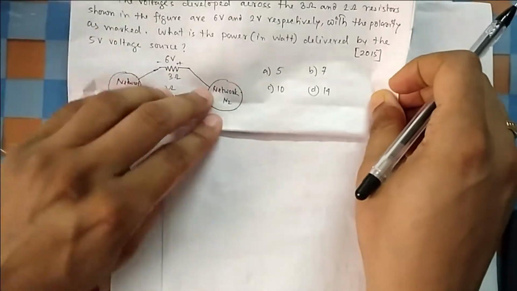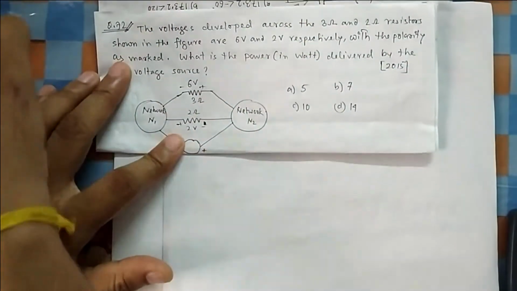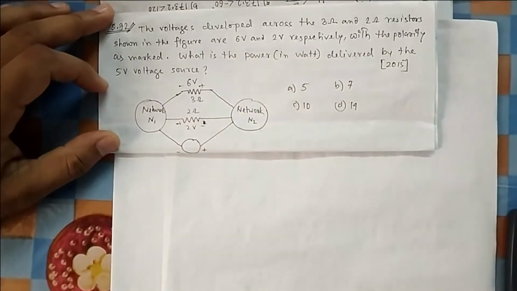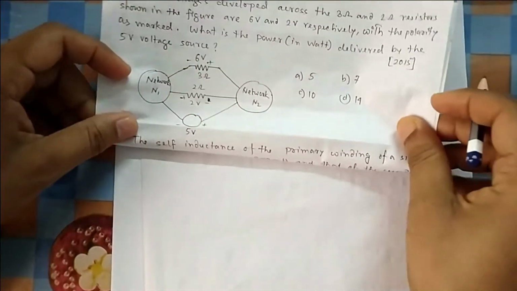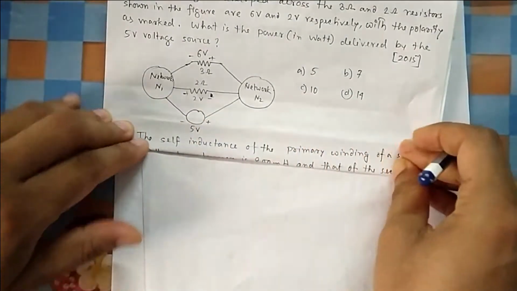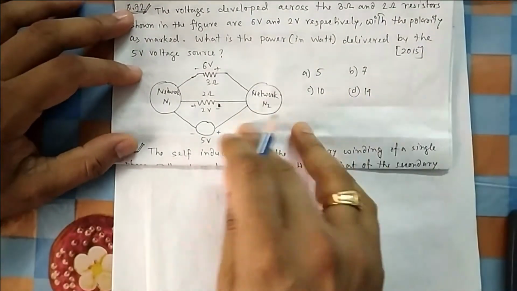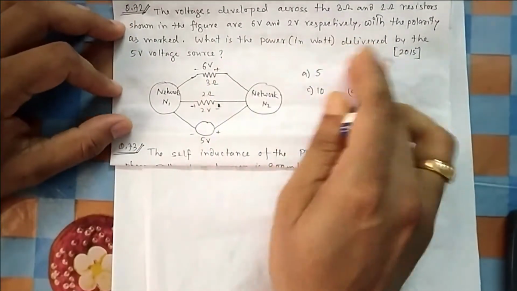The voltage developed across the 3 ohm and 2 ohm resistors are shown in the figure as 6 volt and 2 volt respectively, with the polarity as marked. What is the power delivered by the 5 volt source? Power delivered, I have already told you, if the power is flowing into the plus terminal, it is going in through the plus terminal, then it is absorbed. If it is coming out of plus, then it is delivery. So what is the power delivered they are asking.